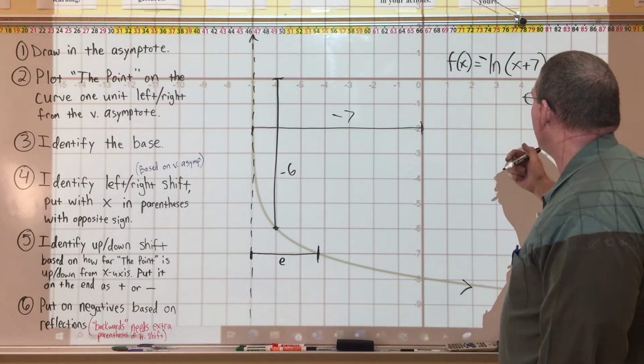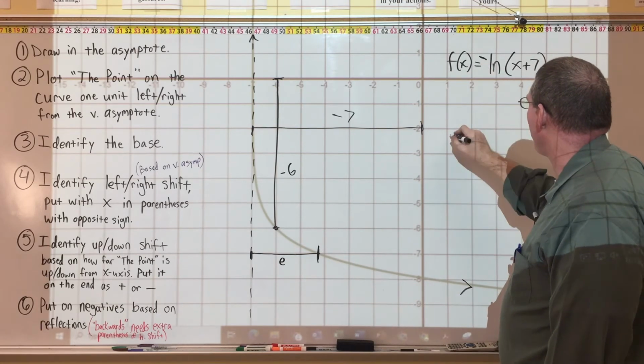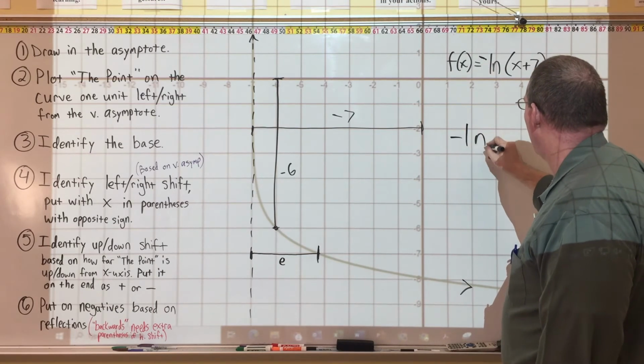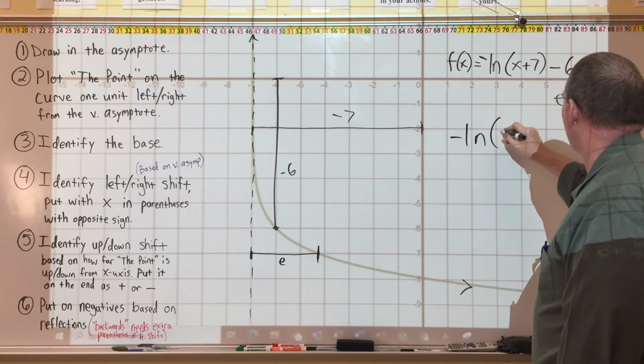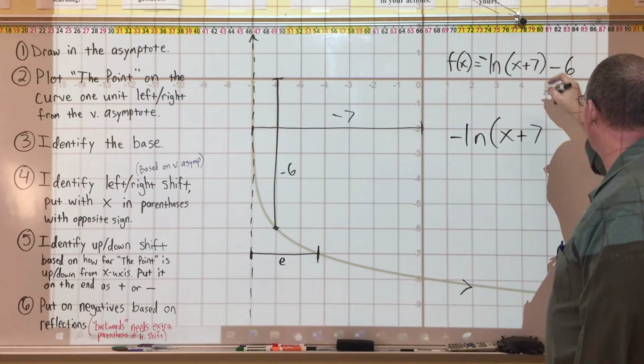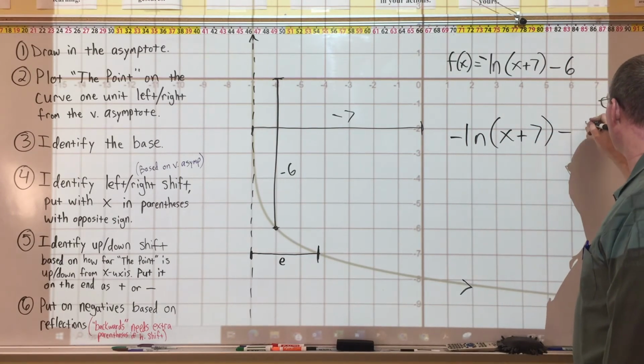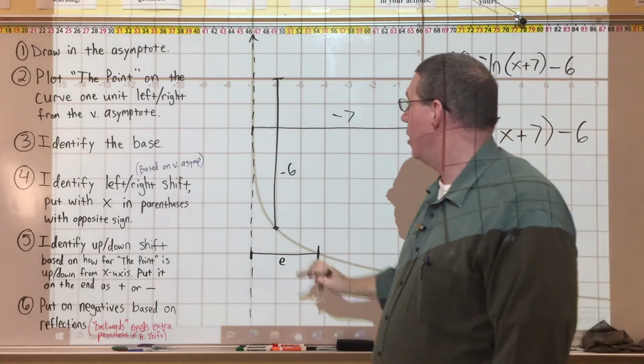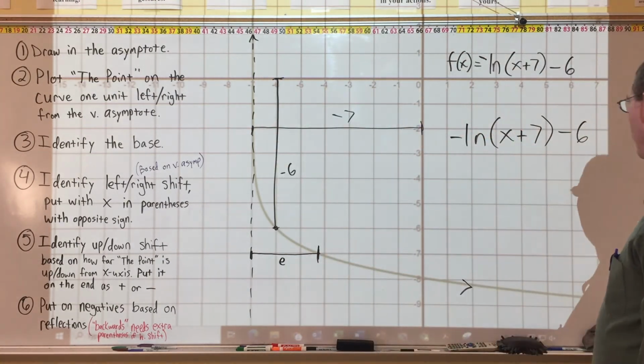And now if we want to key this into a computer, we would put negative first, then ln, then a parenthesis, then an x plus 7, then close the parenthesis, then a minus 6. And this would be the equation, the function, or the logarithmic expression for this particular graph.